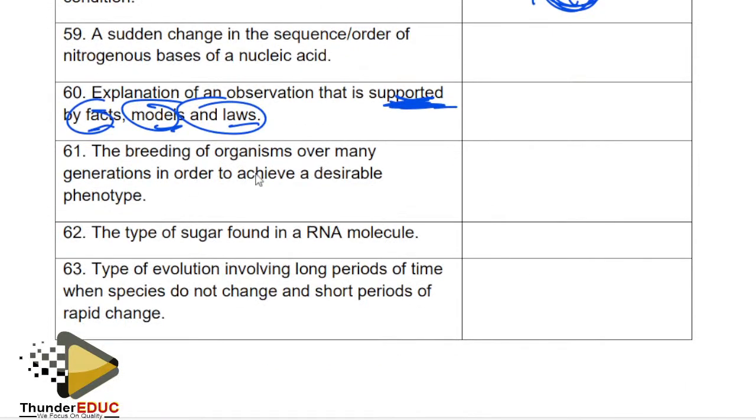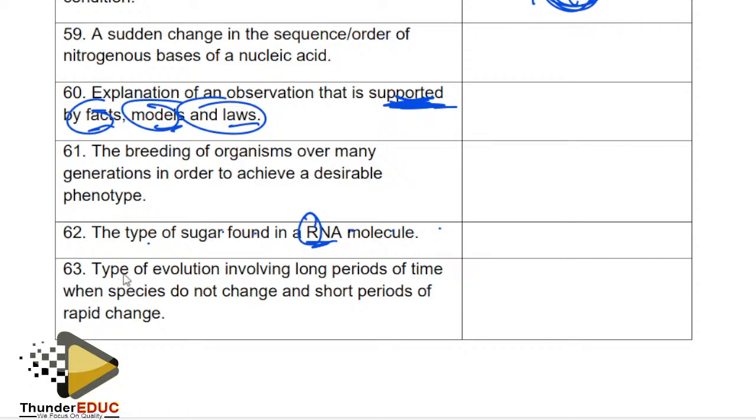The breeding of organisms over many generations in order to achieve a desirable phenotype is basically artificial selection. Then they're saying that the type of sugar found in RNA, in messenger RNA, is ribose sugar.